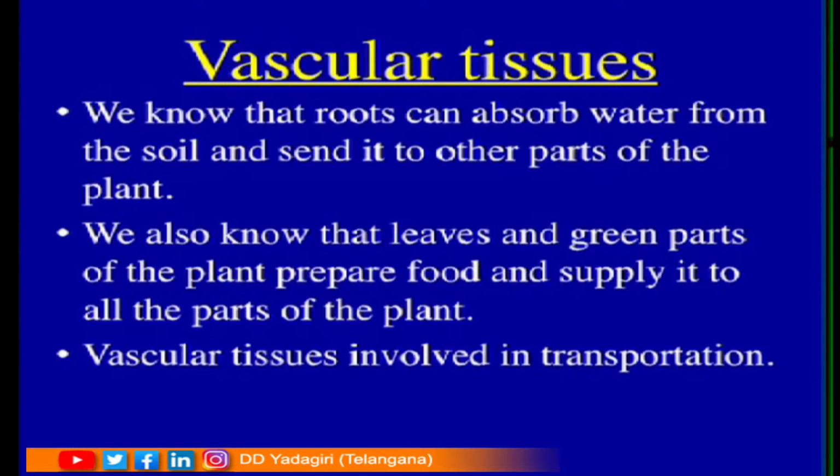Now, we study about the fourth tissue, that is the complex tissue. It is called as vascular tissue. As we know that root can absorb water from the soil and send it to other parts of the plant. We also know that leaves and green parts of the plant prepare food and supply it to all parts of the plant. So, vascular tissue is involved in transportation.